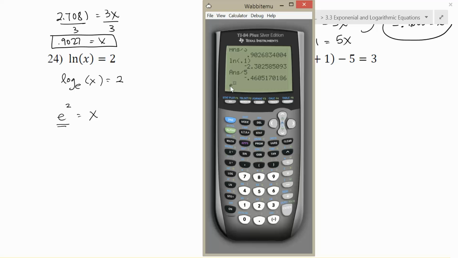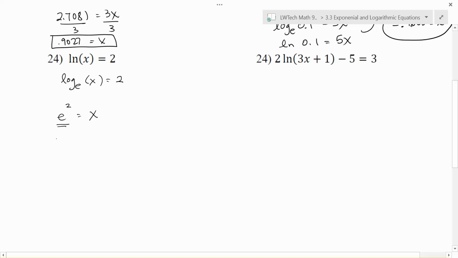And with almost all e to the x buttons, what you do when you push that, it's waiting for an exponent next. So in this case, I want e to the second, so I'm going to hit e to the 2, hit enter, and I get 7.3891. That's what e squared is, and my x is by itself, so I'm finished.